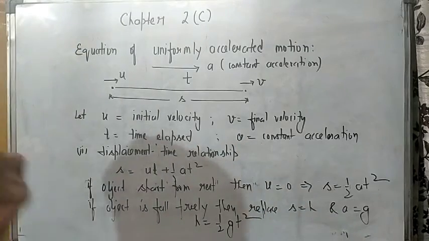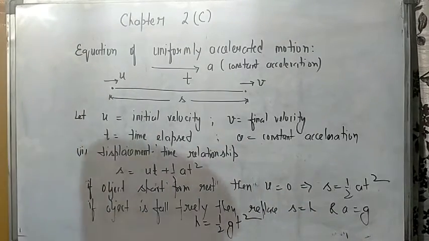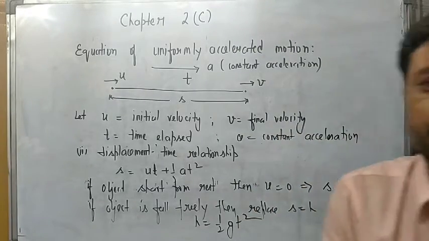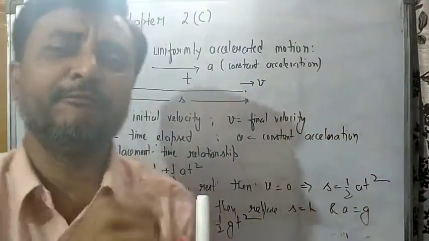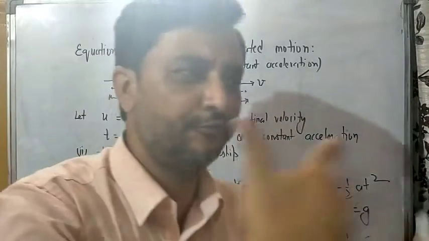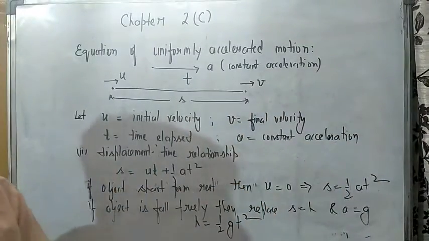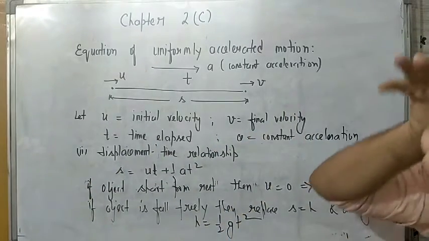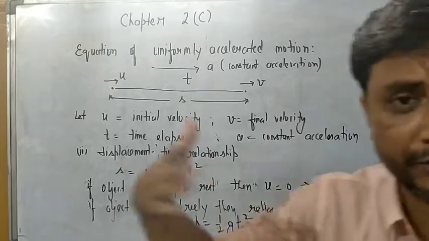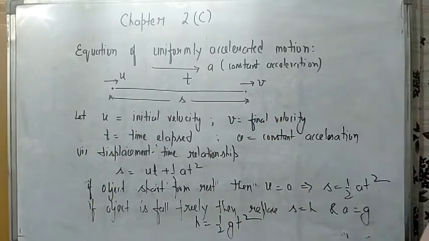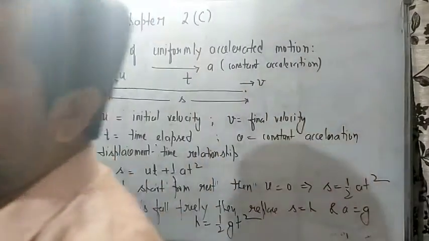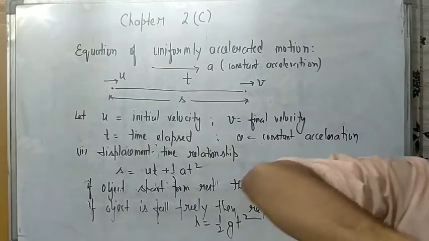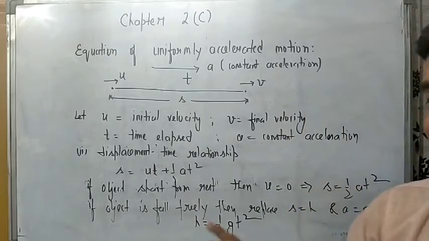Now let me explain another thing. In case of retardation, simply replace a with minus a. What do you mean by retardation? After applying a constant force, the velocity of the body goes on continuously decreasing. If the velocity of the body is decreasing, then acceleration is replaced by retardation. A is replaced by minus a. This is the special case.